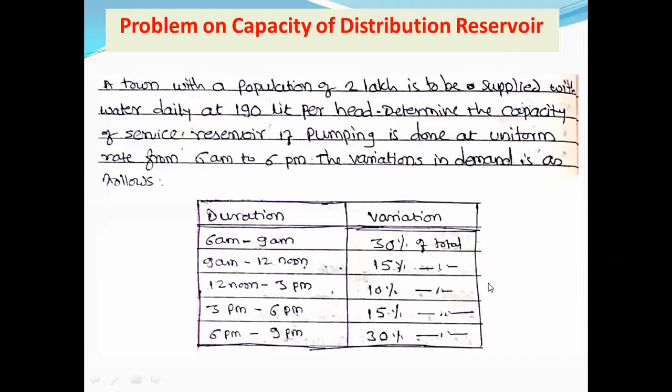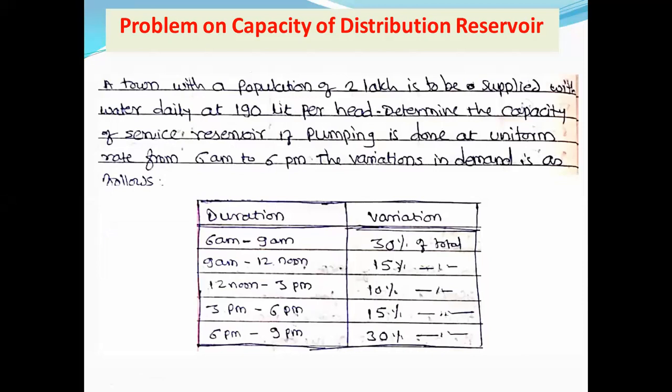Now here we are going to solve a problem to find the capacity of the distribution reservoir. Take your notebook and calculator with you. Here we are going to do some calculations and find out how to determine the capacity of the distribution reservoir.